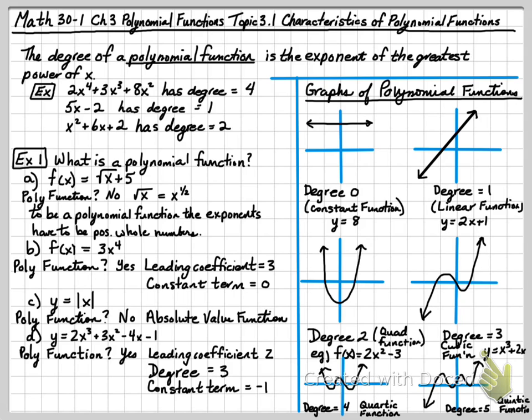You'll notice in each of these, if there's a degree 0, there's 0 x-intercepts. If there's a degree 1, there's going to be 1 x-intercept. Degree 2 can have as many as 2 x-intercepts. Degree 3 is going to have as many as 3 x-intercepts. Degree 4, 4 x-intercepts. And degree 5 can have as many as 5 x-intercepts.